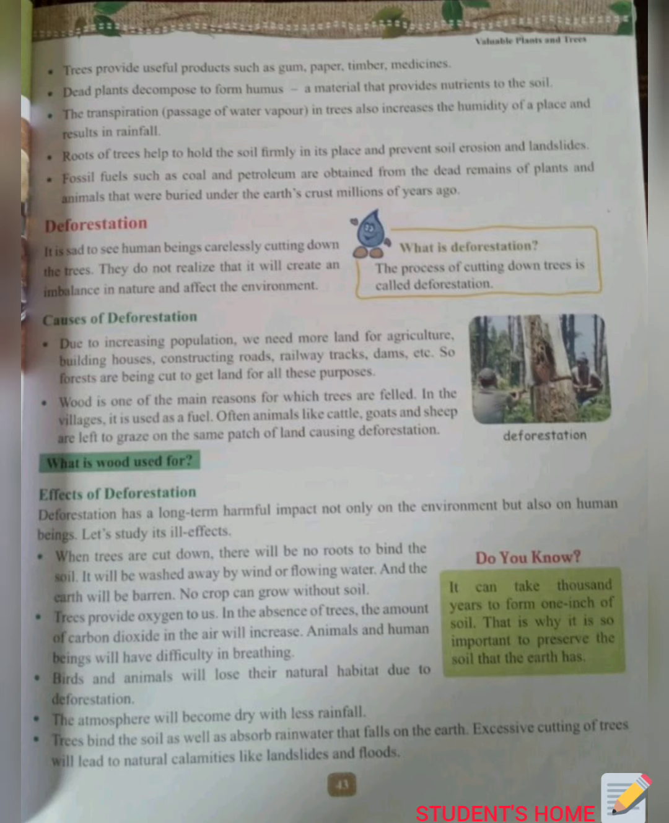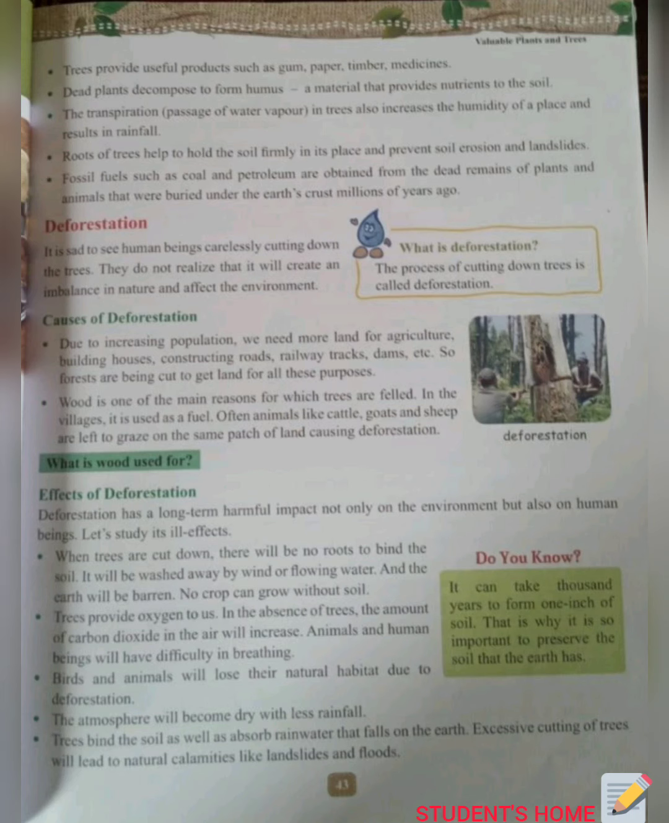No crop can grow without soil. Next point is trees provide oxygen to us. In the absence of trees, the amount of carbon dioxide in air will increase. Animals and human beings will have difficulty in breathing. Next point is birds and animals will lose their natural habitat due to deforestation.